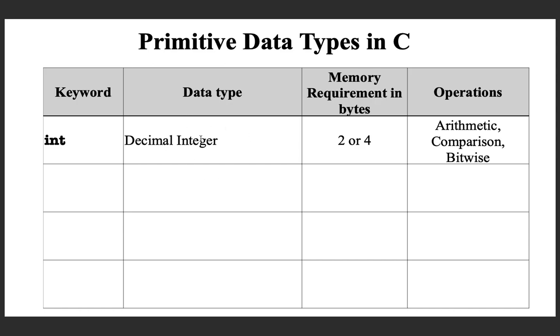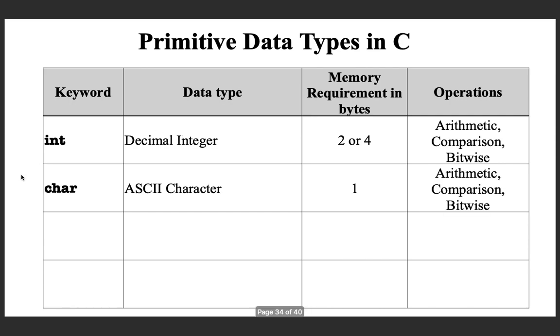The first primitive data type is decimal integer, which is represented by the keyword int. Int is a keyword representing decimal integer. Later we can see how you can make use of the keyword. That's a different issue. The typical memory requirement is 2 bytes or 4 bytes. It depends on the compiler. In some compilers, integer takes 2 bytes, in some others, 4 bytes. Arithmetic, comparison and bitwise operators are allowed. And if you use this data type, then the bit string will be interpreted as a number.